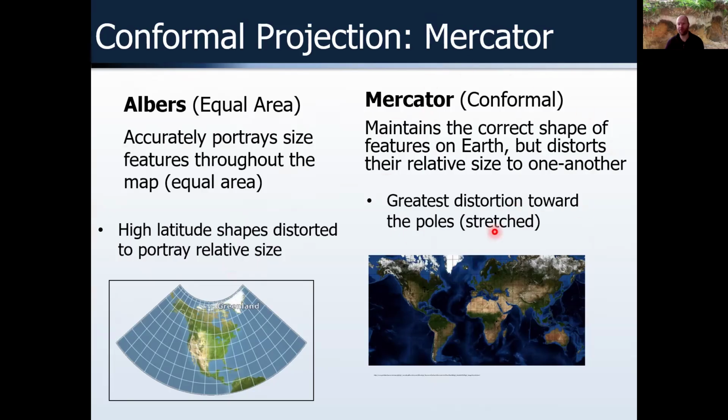There's another commonly used projection, the Mercator, which maintains correct shape but distorts the size. Size is distorted, and similarly, the greatest amount or proportion of distortion occurs near the poles, where it's stretched. And so you have this maintaining of the correct shape but distorting of the size for the Mercator.